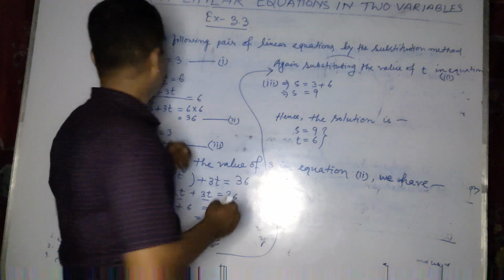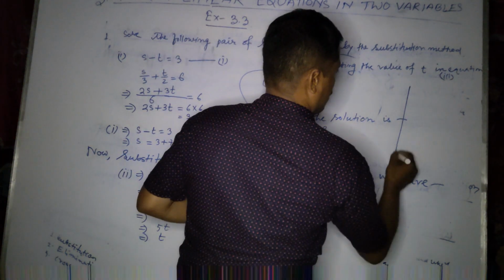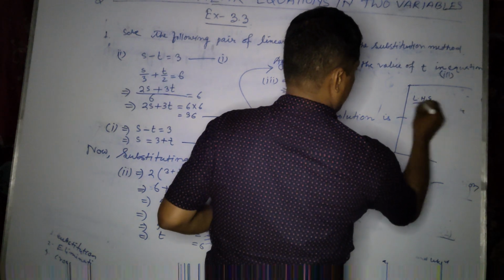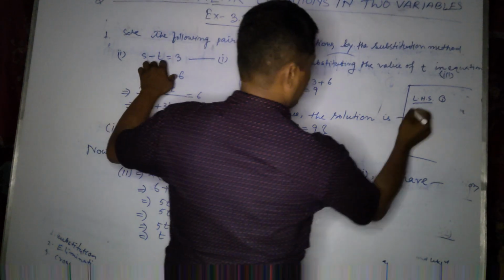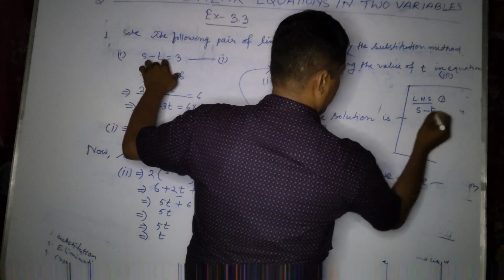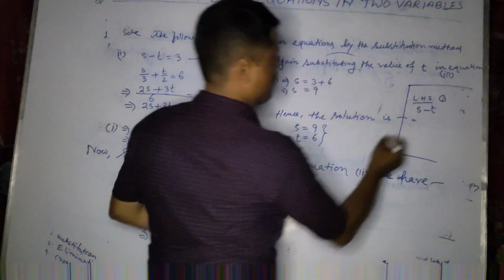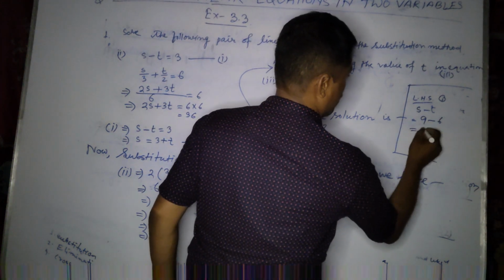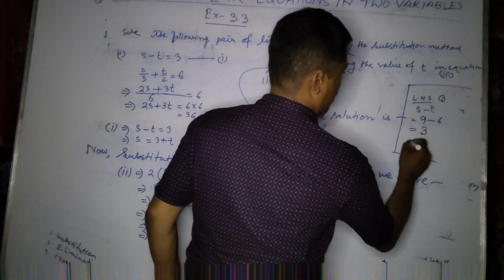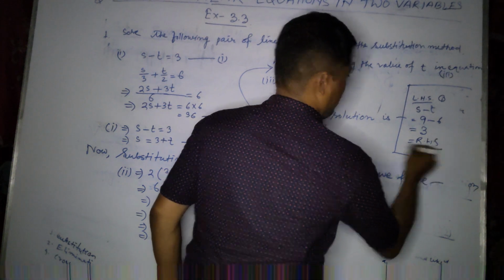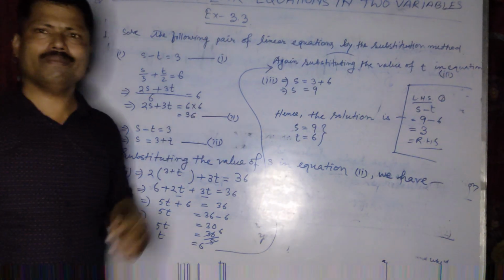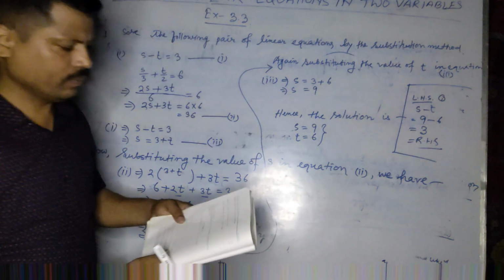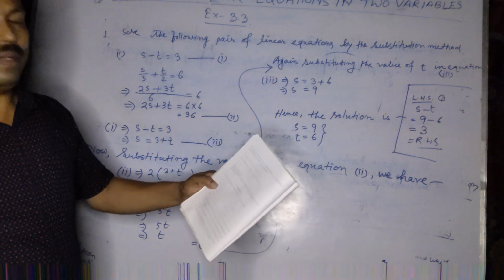Let's check it once. The left-hand side of equation 1 is s minus t. The value of s is 9 minus the value of t, 6, so 9 minus 6 means 3. This is the right-hand side. That means our solution is correct. Let's proceed to question number 3.